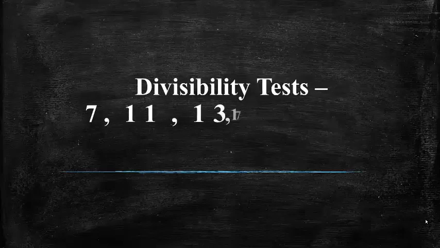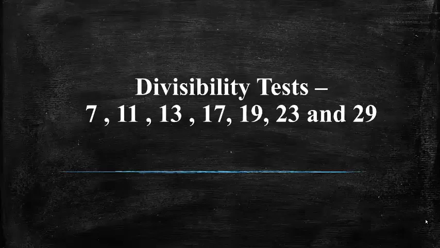Welcome to Aptitude Simple. In this video we are going to see the divisibility test for complicated numbers, starting from 7, 11, 13, 17, 19, 23 and 29. So let's get into the shortcuts. We are first going to start off with the divisibility test for 7.